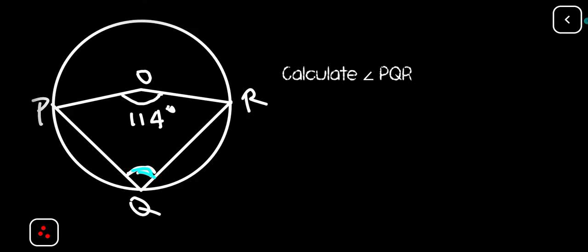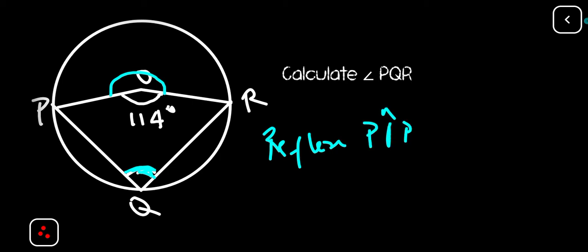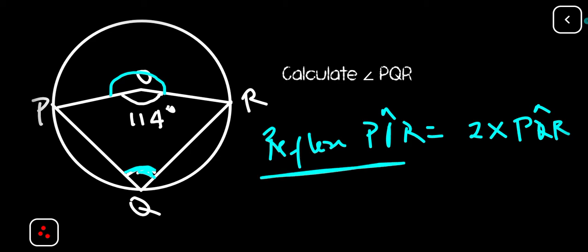And at this point, you notice that since the angle we're looking for is PQR, which is at the circumference at this point, we have a reflex angle here, which we'll call POR. So we'll just say reflex POR is equal to 2 times PQR. Okay, so this equation will help us find angle PQR. But first we need to know what reflex POR is.